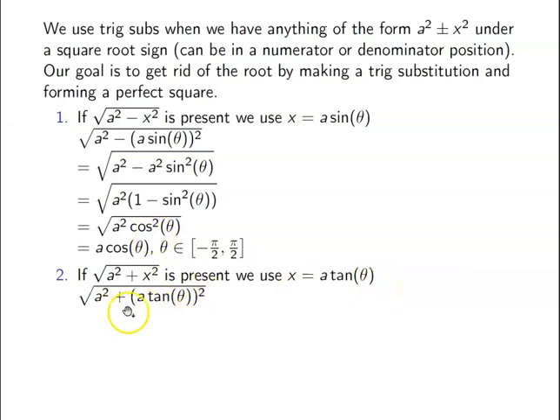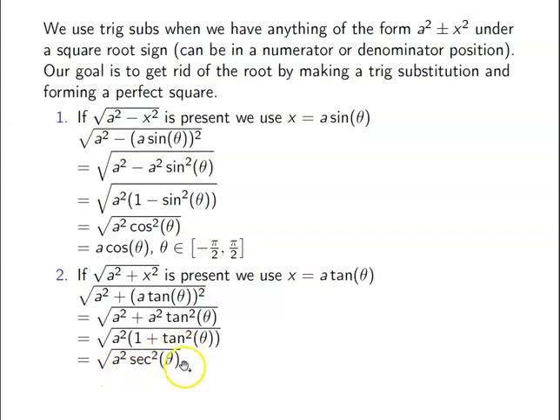So if I do the same thing, a squared plus a tangent theta squared, square both terms, pull out the constant a squared term. Now I can replace this with secant squared, right? Square root, I have a secant theta, and the domain for the angle here is negative pi over 2 to pi over 2, the bounds not included. Okay, I'm not allowed to plug in pi over 2 or negative pi over 2 into secant. That does not work. It's undefined.